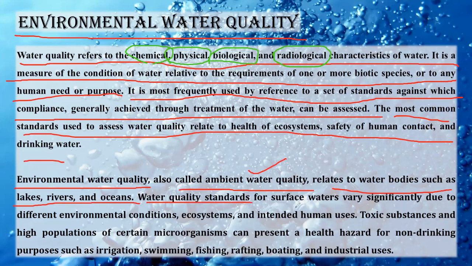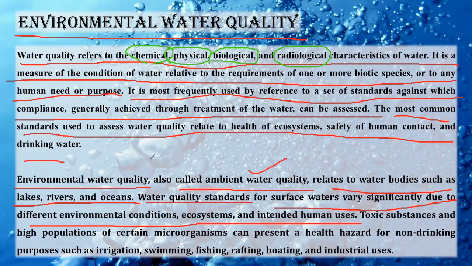Now water quality standards for surface water vary significantly due to different environmental conditions, ecosystems, and indeed human use. See, groundwater and surface water are different. Groundwater is difficult to access, whereas surface water is very easy to access. Suppose we want a bucket of water. Now we will not make a well to take groundwater for filling that bucket. Rather, we will go to a nearby pond and fill the bucket.